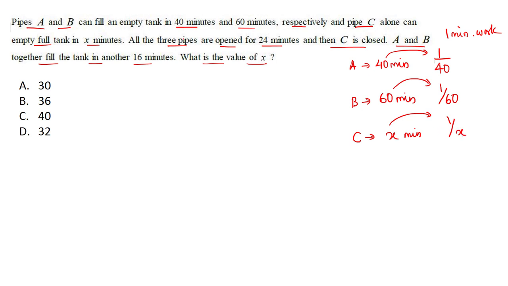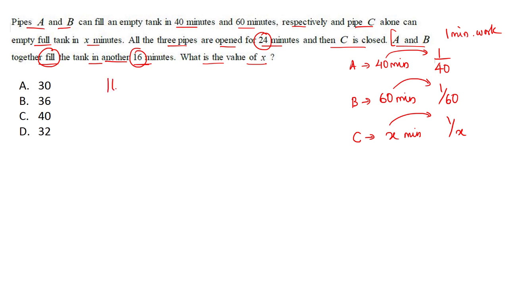Now, all three pipes are open for 24 minutes and then C is closed. So C is closed after 24 minutes. Afterwards, only A and B, these two pipes, are on. A and B together fill the tank in another 16 minutes.